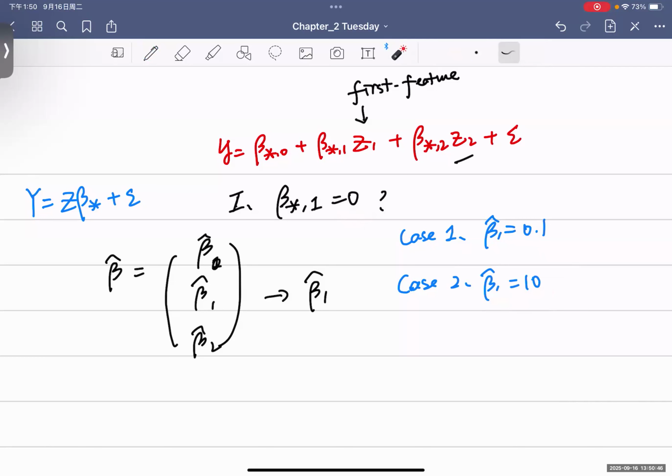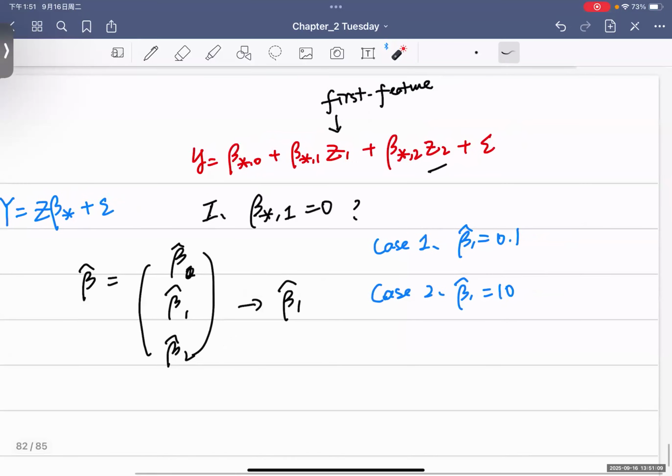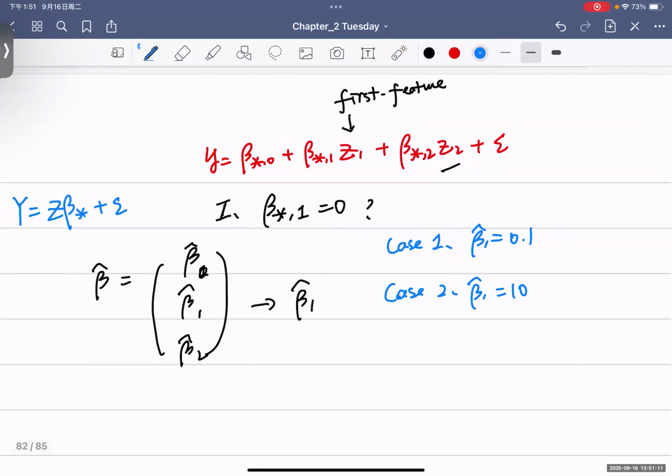So therefore, the common question is: what is the difference between this value and 0? We can have a feeling that when this one is pretty large, like 10, we can say it is not 0, and when this one is small, we can say it is 0. But of course, it's not a scientific approach.